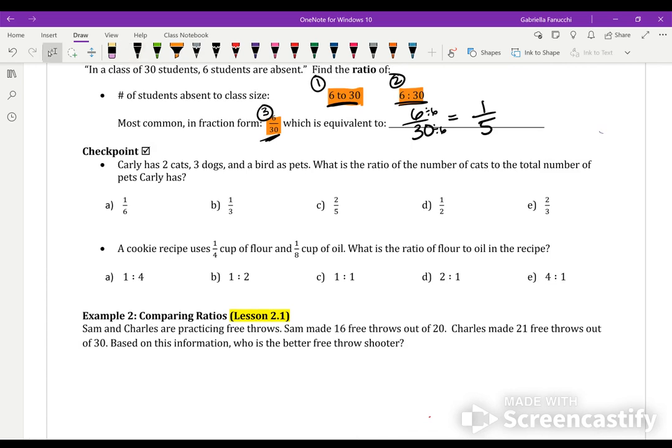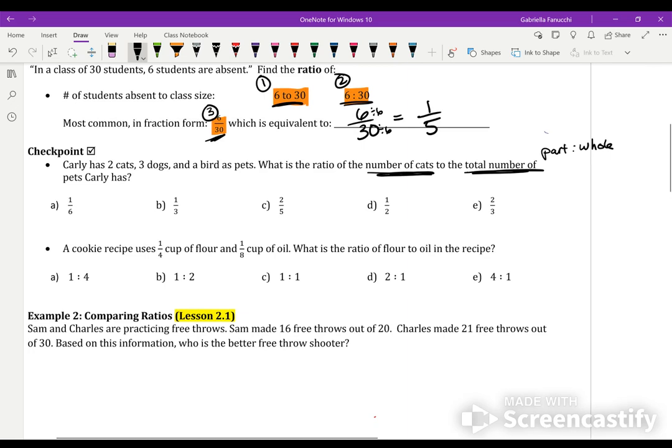Okay, so Carly has 2 cats, 3 dogs, and a bird as pets. What is the ratio of number of cats to the total number of pets she has? So we're going to go the part to the whole. So this is an example of a part to whole ratio problem. Okay, so we're going to set it up. So the part that we want is the number of cats.